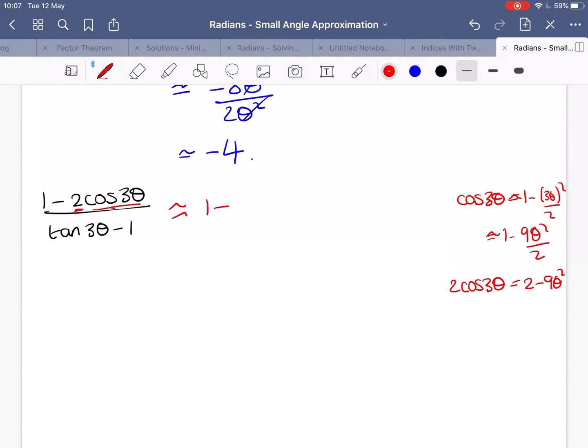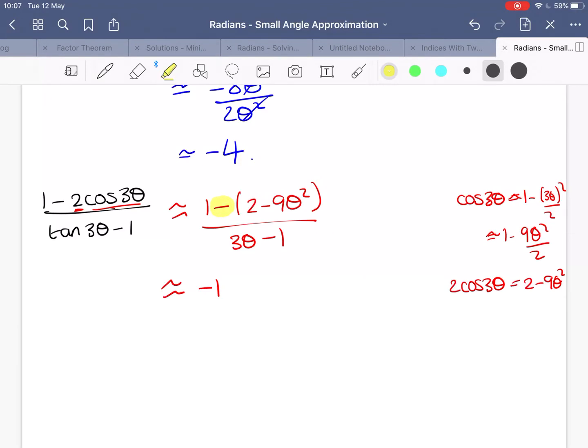So I've got 1 minus, and I put it in brackets here because you can really trip up on this, negative 2 minus 9 theta squared all over, well, the approximation for tan is theta, so I've got 3 theta minus 1. Right, so let's think about this. 1 minus this bracket. Well, 1 take away 2 is minus 1, but you have to be really careful here because you've got the situation of this double negative, and if we're taking away a negative value, it becomes plus 9 theta squared over 3 theta minus 1.